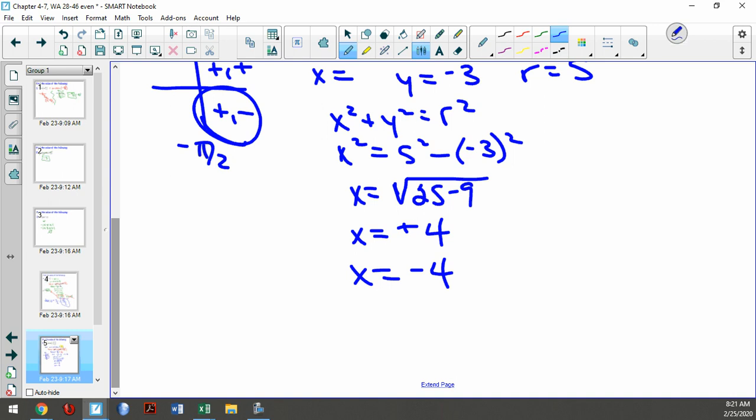So which one is it going to be? 4. Plus or minus? You took the square root.